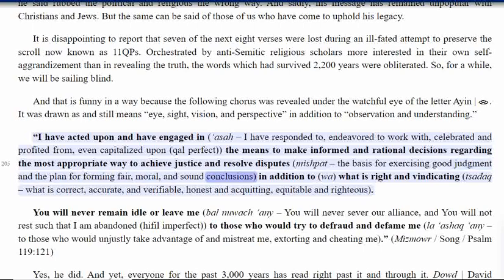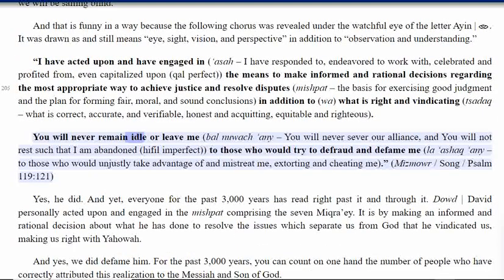and sound conclusions, in addition to what is right and vindicating, Zadak, what is correct, accurate, and verifiable, honest and acquitting, equitable and righteous. You will never remain idle or leave me, you will never sever our alliance, and you will not rest such that I am abandoned to those who would try to defraud and defame me, to those who would unjustly take advantage of and mistreat me, extorting and cheating me.